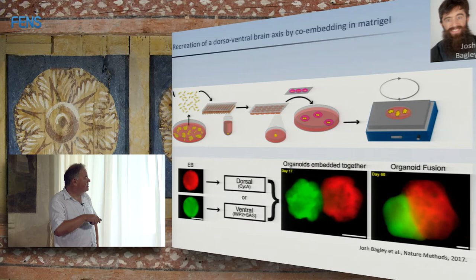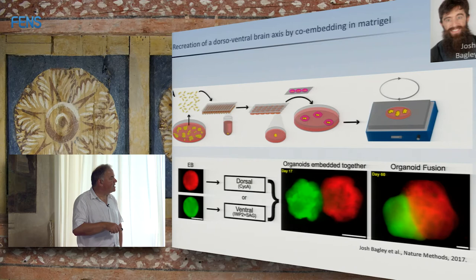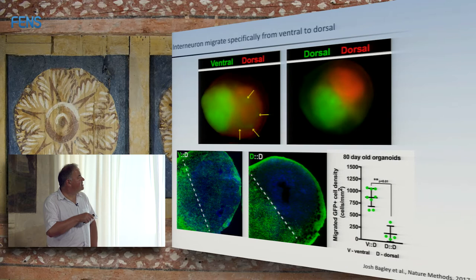One is labeled with RFP, the other one with GFP. And we carry them through all the way until matrigel embedding, and then co-embed two of these organoids into one droplet of matrigel. And over time, we see the complete fusion of those organoids. We can then see that there are certain cells that migrate from this ventral into the dorsal cells.